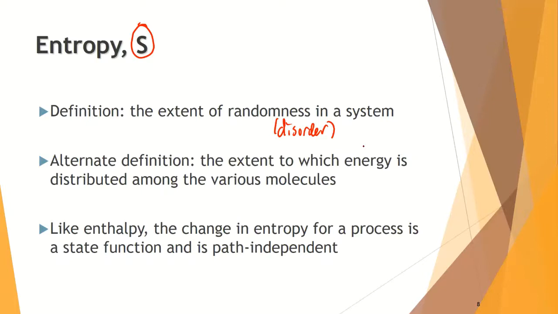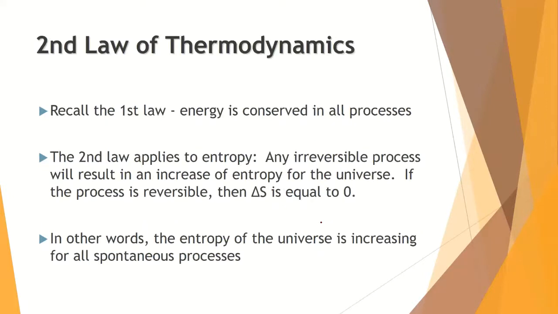Now, there's another definition out there that I kind of like, and it's about the idea of distributing energy. The more ways that we can distribute energy among the particles of a system, the more disorganized it is, the more entropy it has. Now, like enthalpy, entropy change, which would be delta S, is a process that is path independent and therefore a state function. And so this brings us to the second law of thermodynamics.